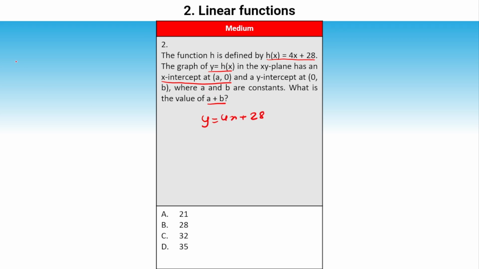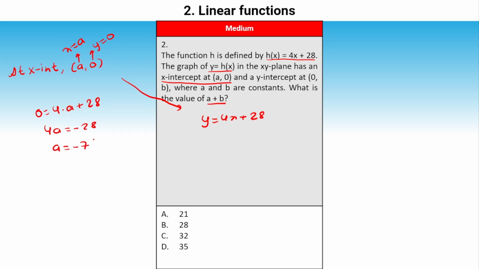Now let's use the conditions. First is the x-intercept. At the x-intercept, what is it? (a, 0). Here a is x, and at the x-intercept, y equals 0 and x equals a. Now plug that into this equation. So y is 0: 0 equals 4 times a plus 28. So 4a equals minus 28, so a equals minus 7.